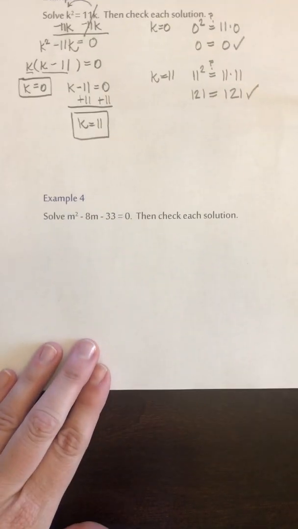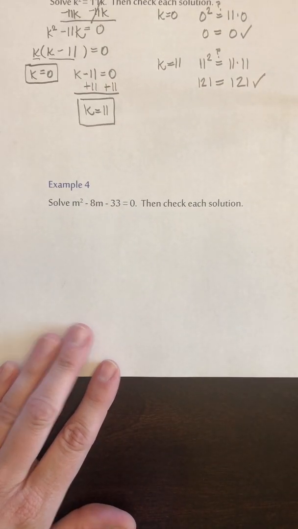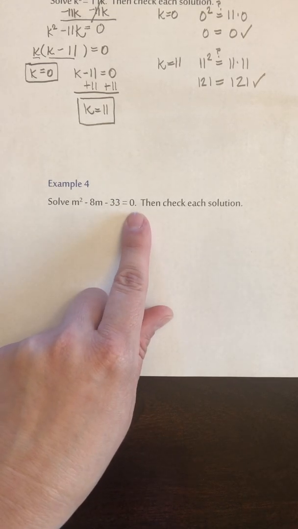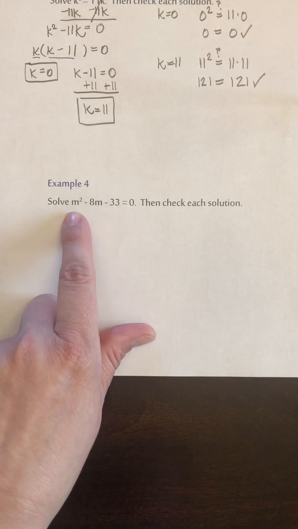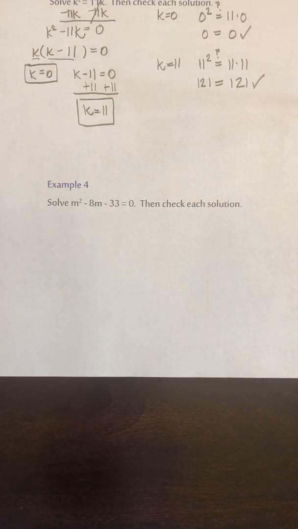Let's take a look at example number 4. So first thing I'm going to do is check to see if it's equal to 0, which it is. So we're in good shape. Then I'm going to look over here at m squared minus 8m minus 33. Does it have a GCF? It does not. So I have a trinomial.